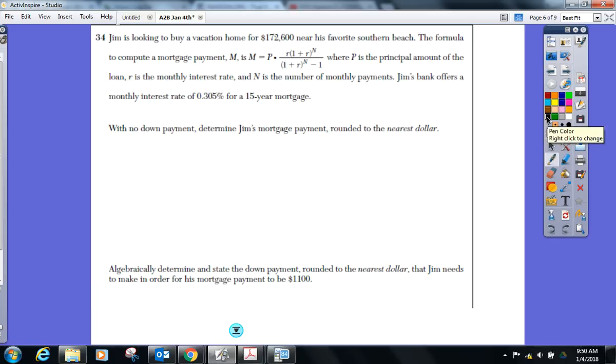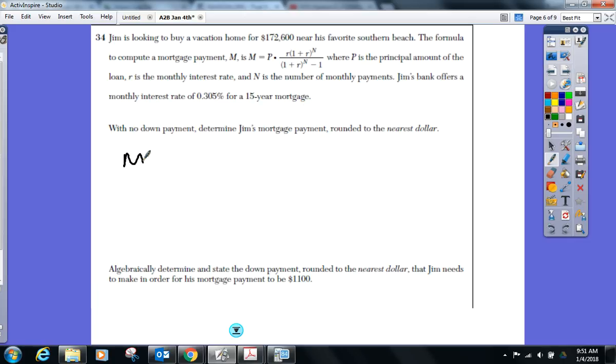Go through here with me, ready? M is my mortgage payment. P is the principal amount of the loan, the amount you start out with. R would be my monthly rate, and N would be the number of monthly payments. Everyone ready to go? Find, with no down payment, determine Jim's mortgage payment. So what am I looking for? His mortgage payment. Which letter? M. This makes this great because now I just have to plug in for everything over here.